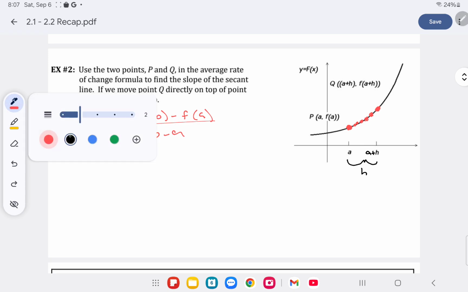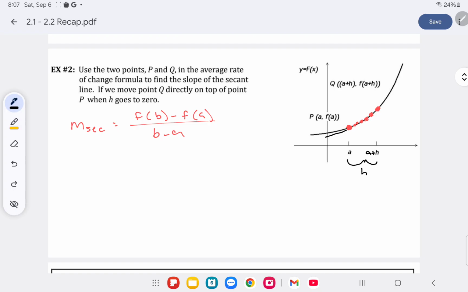Because again, instantaneous rate of change is the slope of the tangent line. It's what is the slope doing right at that point. And so the closer I move that second point to A when I use the slope formula, the closer that will model the slope of the tangent line.